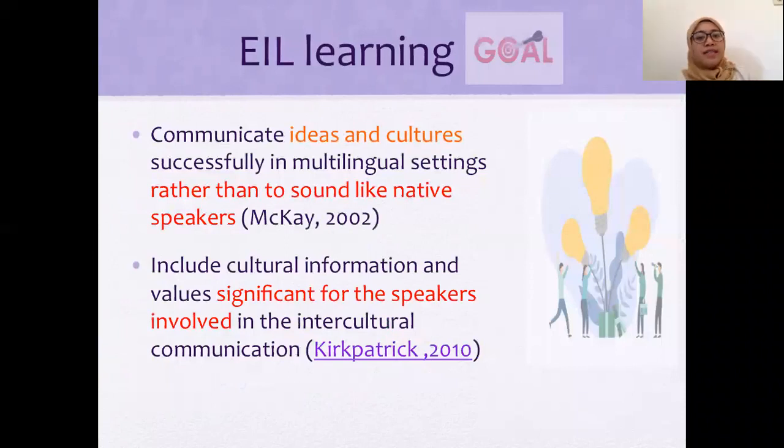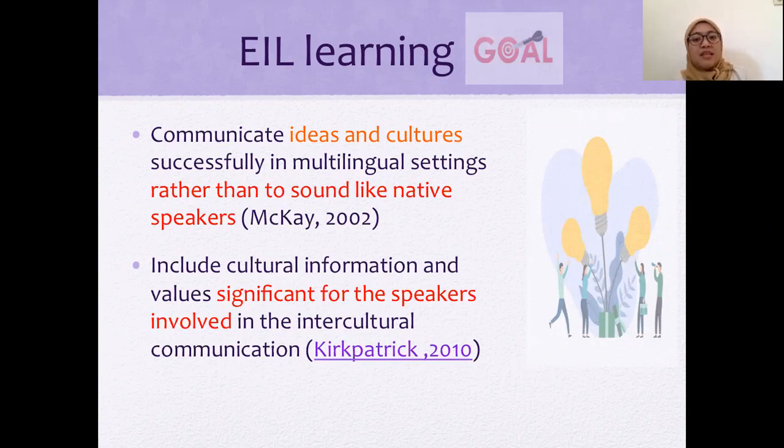The next one is the learning goals, because in this presentation I'm focusing mainly on learning EIL and also how, as teachers, we can choose the materials we will use in the classroom. So the first learning goal of EIL is actually to communicate ideas and cultures successfully in a multilingual setting rather than to sound like native speakers.